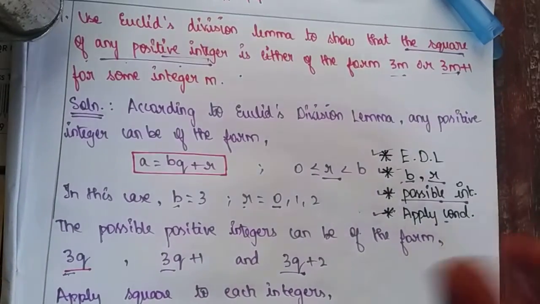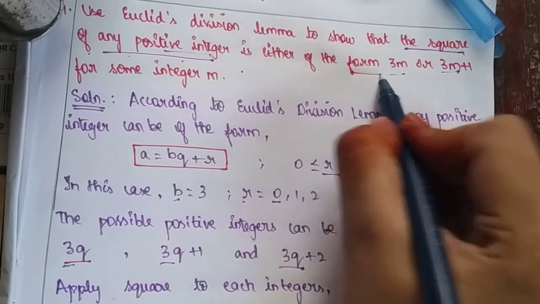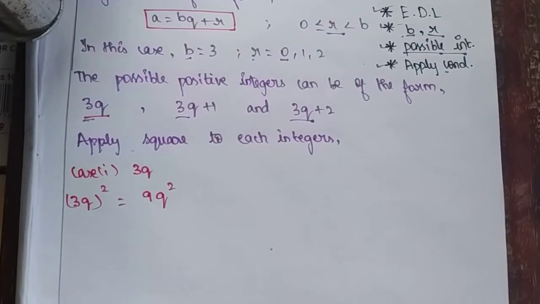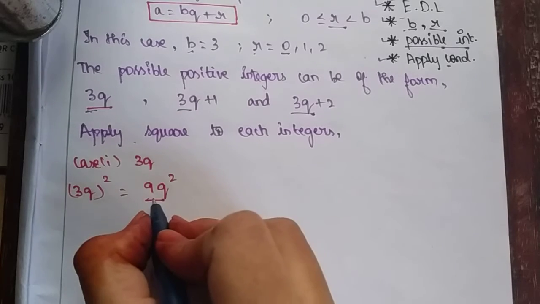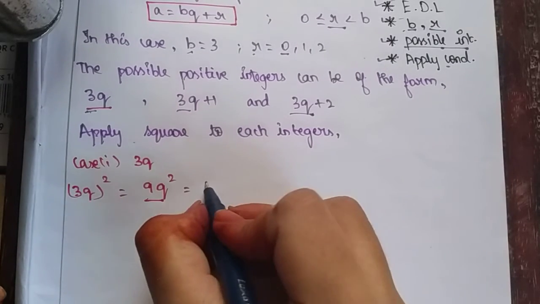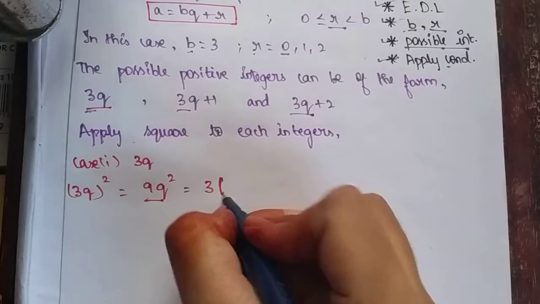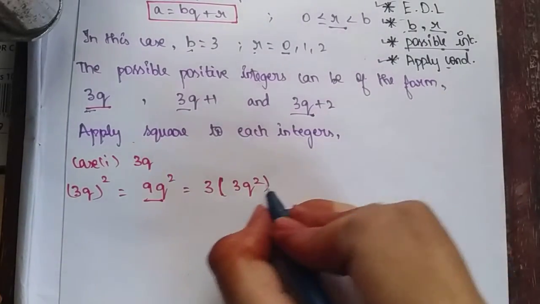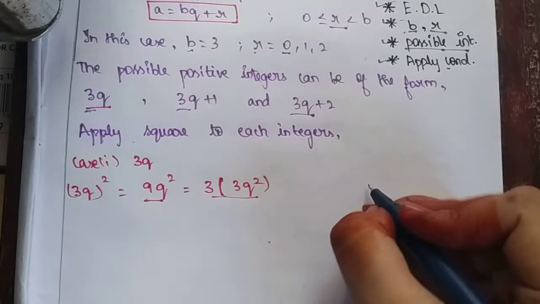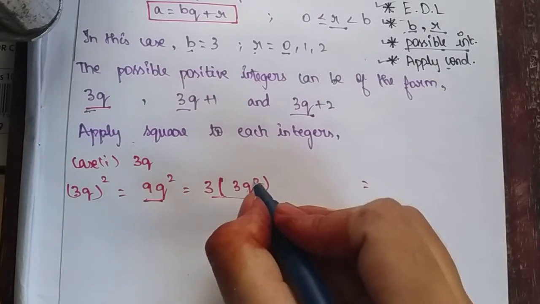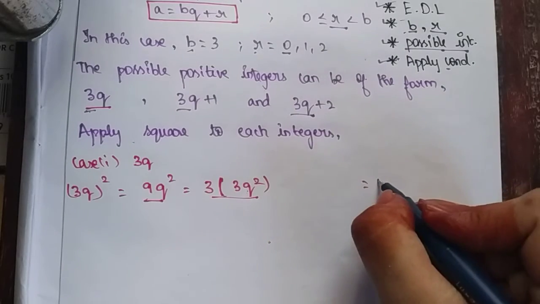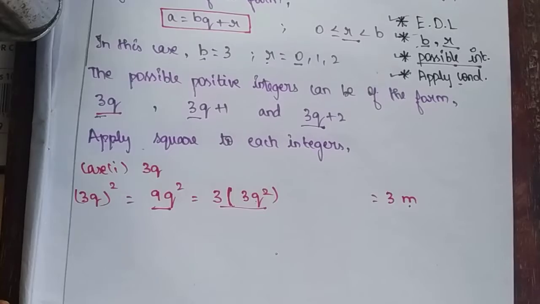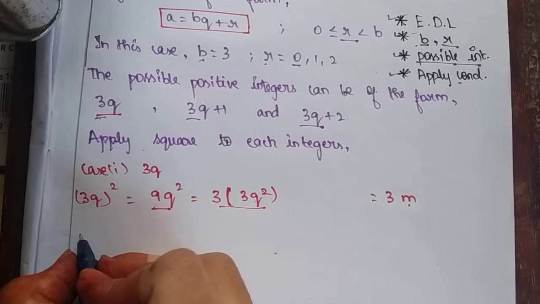See here in the question, they are in the form 3m or 3m plus 1. So here I have to take a common factor from this term. When I take 3 common, we get 3 times 3q square. Since this 3q square is a multiple of 3, I can write this as 3m, that is a multiple of 3. Now see case 2.